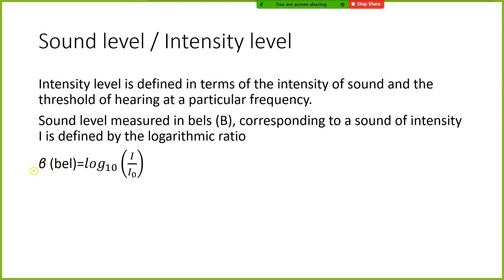But what you must remember, at least, is that bells is equal to log of base 10 times the ratio of the threshold intensity of pain and the threshold intensity of discomfort. My bad. Threshold intensity of pain divided by the threshold intensity of hearing, right? So that's that as it pertains to the bell scale for now.